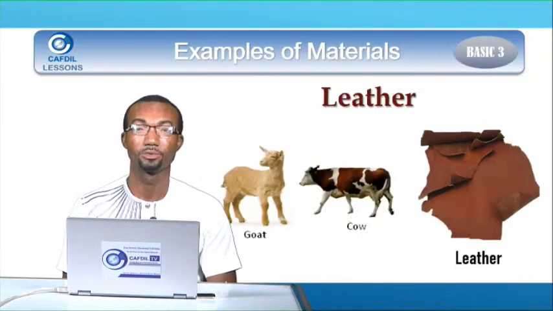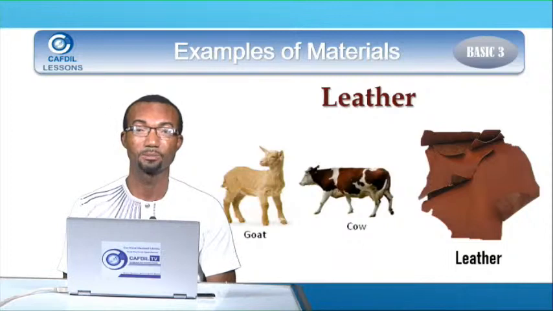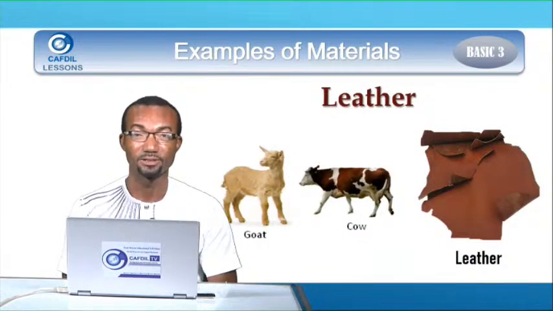Let's go to the second example. The second example is leather. And where do we get leather from? We get it from animals. That is the skin of animals. On the screen you can see goats, you can see cow. You can also get some from an animal called yak. So we get leather from the skin of animals, and leather is an example of the materials that surround us.